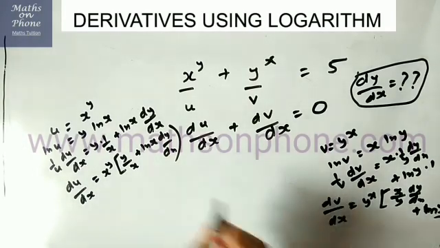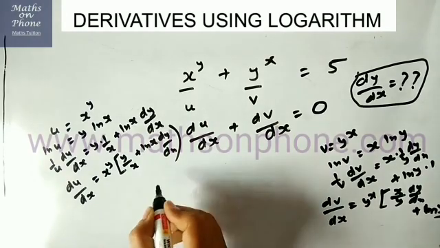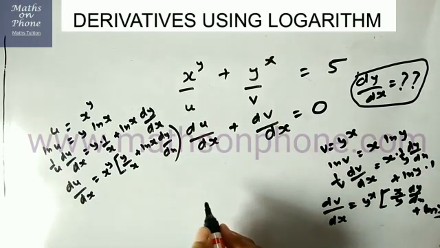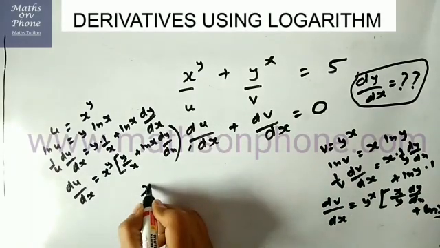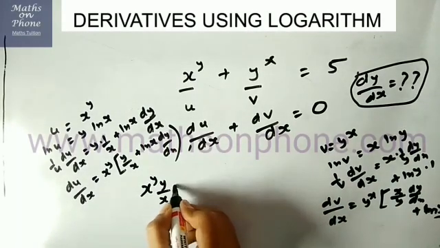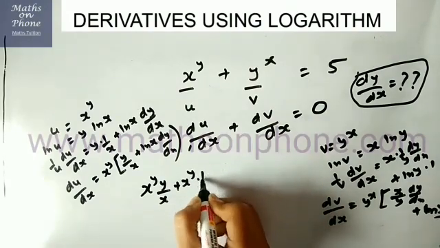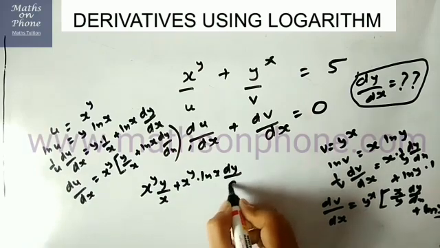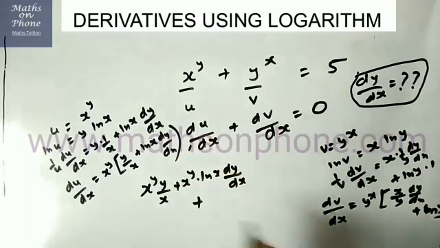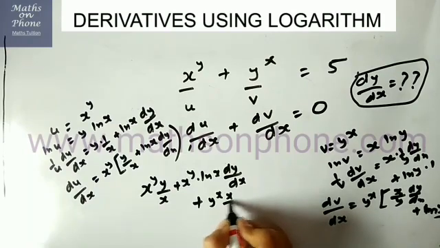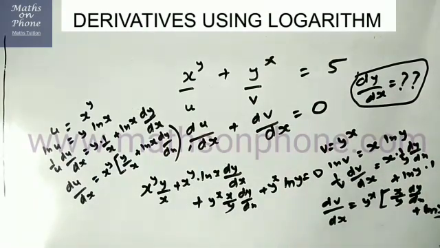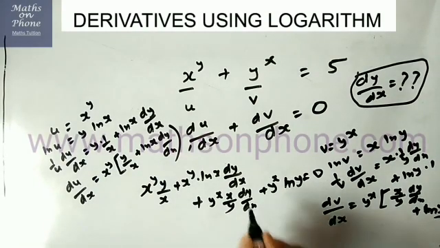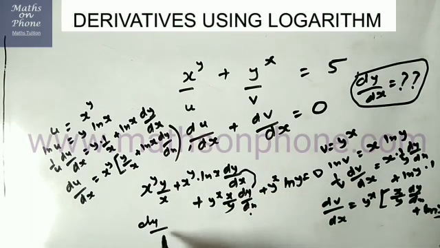So on putting the value of du by dx and dv by dx here in the equation, we will get an equation in terms of dy by dx, and we can make dy by dx the subject and get its value. So on putting the value here, it is x to the power y into y by x plus x to the power y into ln x dy by dx for du by dx, plus dv by dx is y to the power x by y dy by dx plus y to the power x ln y is equal to 0. So on making dy by dx the subject, we can get the value of dy by dx.